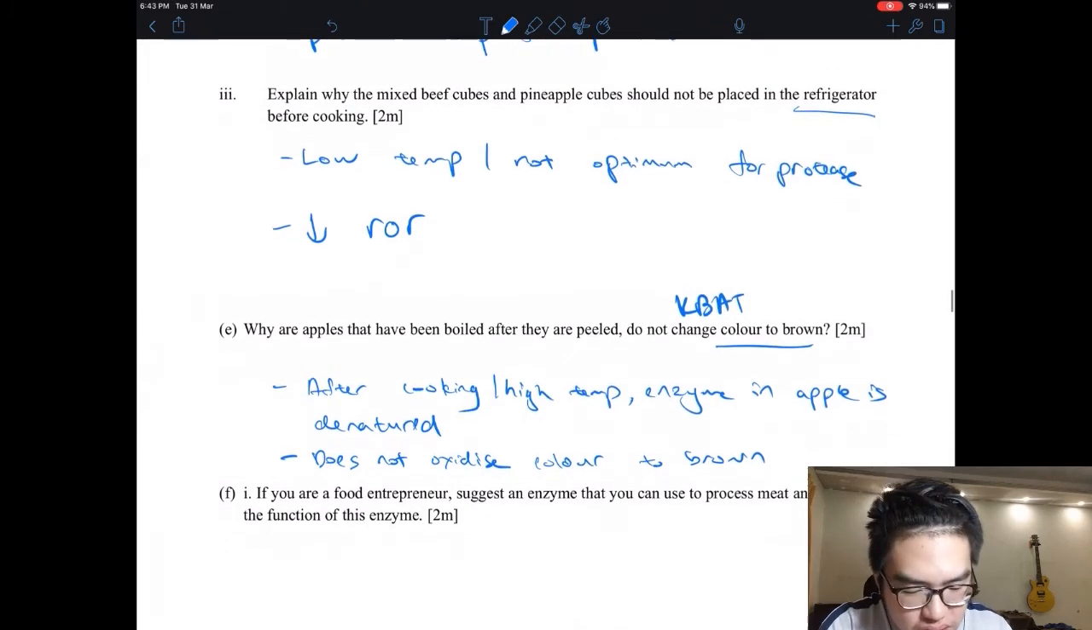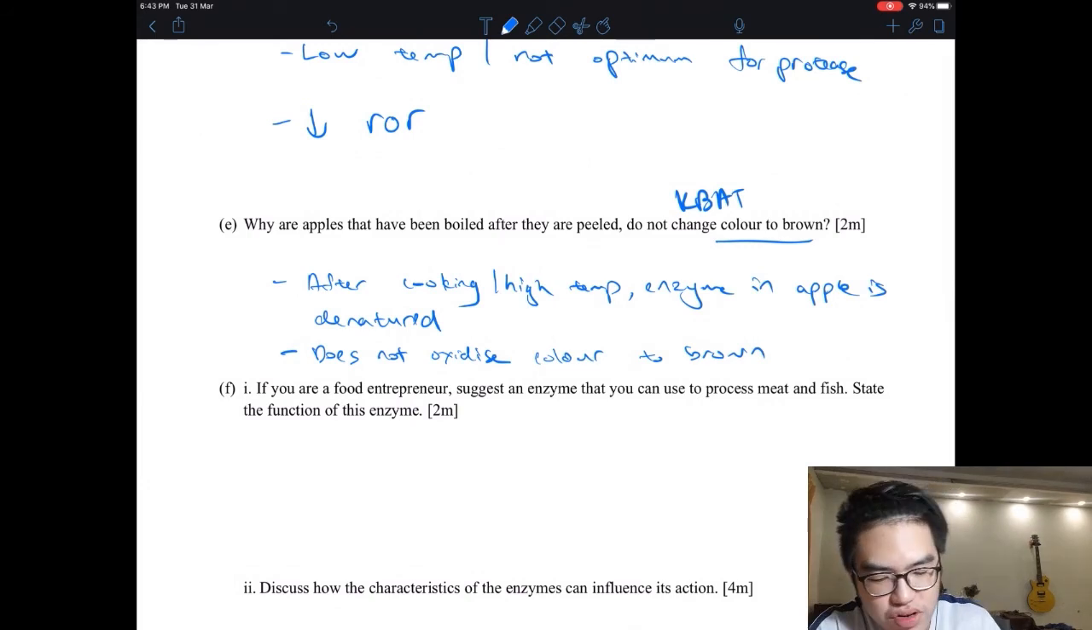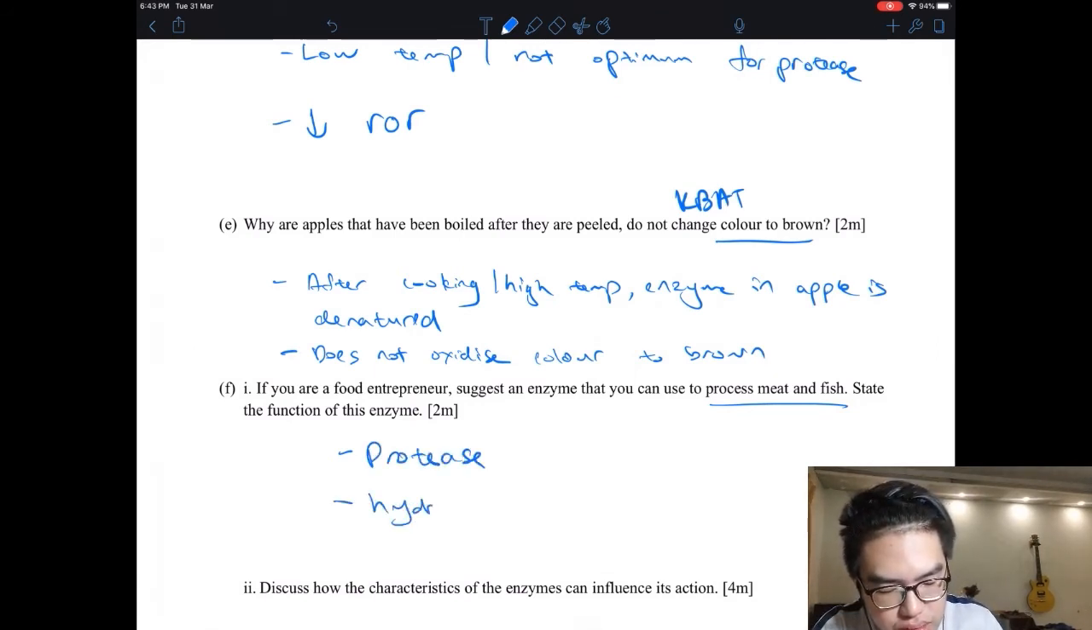F, if you are a food entrepreneur, suggest an enzyme that can be used to process meat and fish. State the function of this enzyme. Meat and fish is protein. So to break down protein, of course, you need protease. The function of the enzyme is to hydrolyze protein, or to break down protein, same thing.